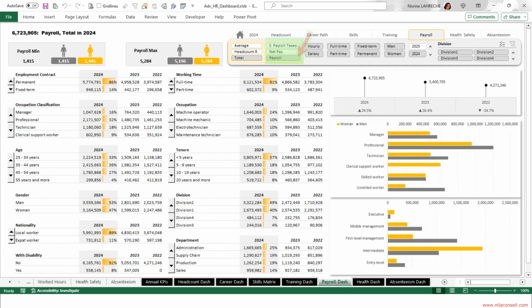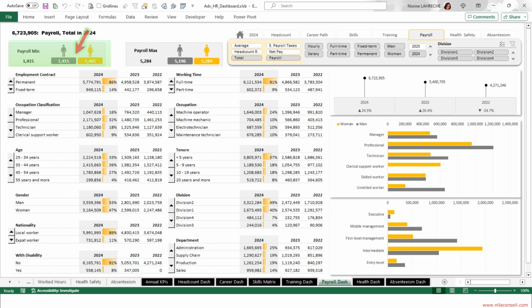The Payroll Dashboard allows you to track payroll metrics, employer payroll taxes, and net pay of employees over 3 years. Use the slicer to select the calculation type: average remuneration, headcount ratio or average employee cost, and total remuneration. The minimum remuneration received by employees is $1,415.